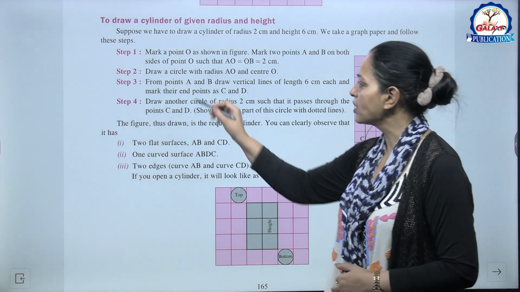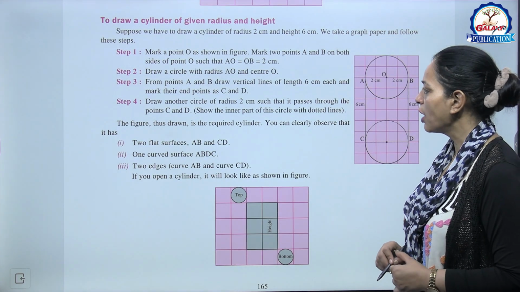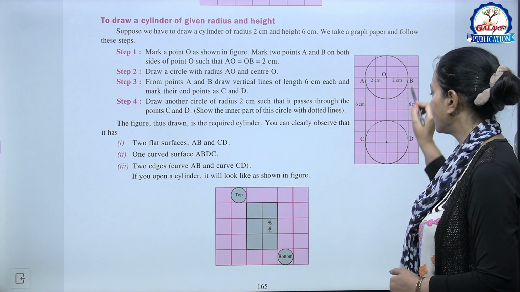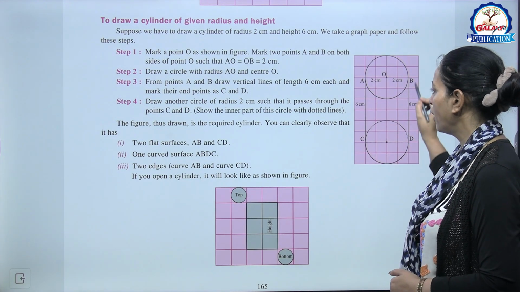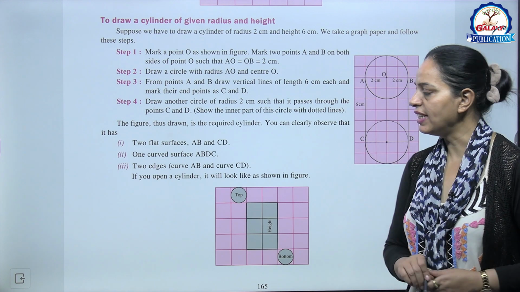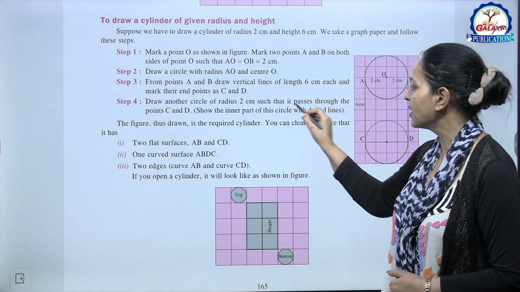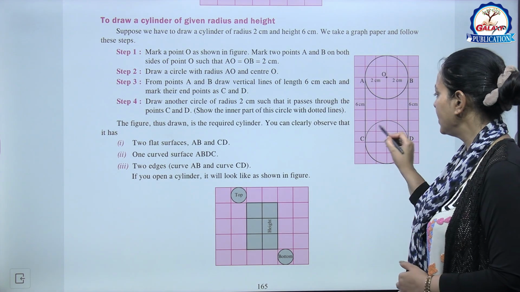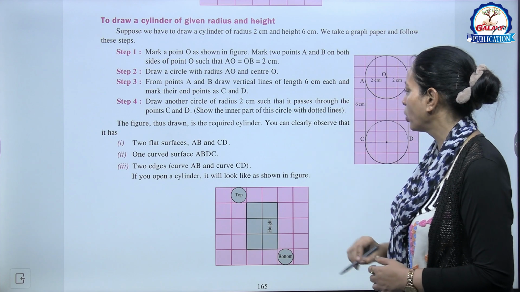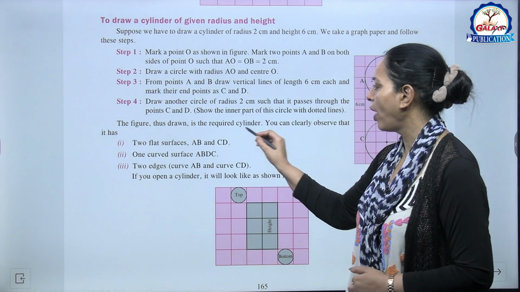Now step 2, draw a circle with radius AO and center O. हमने एक circle draw किया. Now step 3, from points A and B draw vertical lines of length 6 centimeter. A और B से हम 6 centimeter line draw कर लेंगे. Okay, and mark their end points as C and D, right? Now next step, draw another circle of radius 2 centimeters such that it passes through point C and D, right? So show the inner part of this circle with dotted lines. Okay, now this figure thus drawn is the required cylinder.